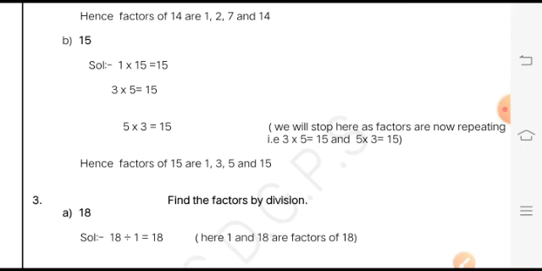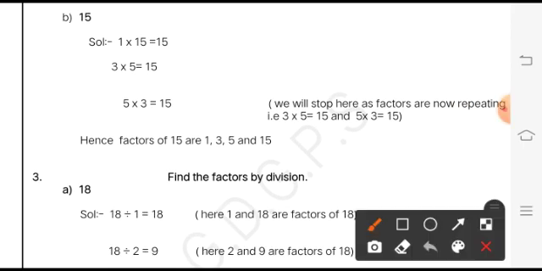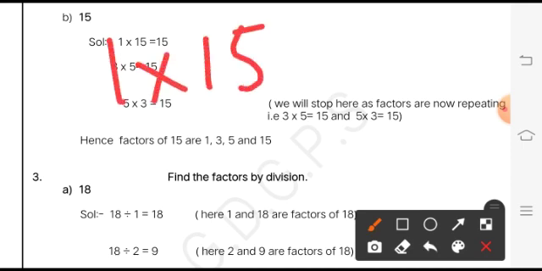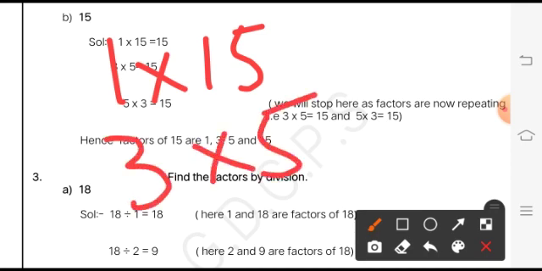Next we have 15. So looking for the factors of 15, we will first multiply. We know that every number exists in the table of 1. So 1 into 15 is 15. Then 15 does not exist in the table of 2. So we skip 2. Then we move to 3. 3 into 5 is 15. That means 3 and 5 are its factors.